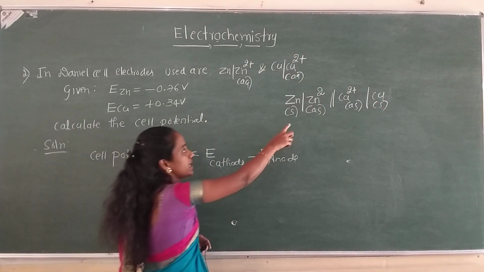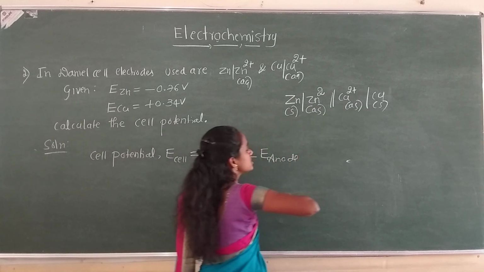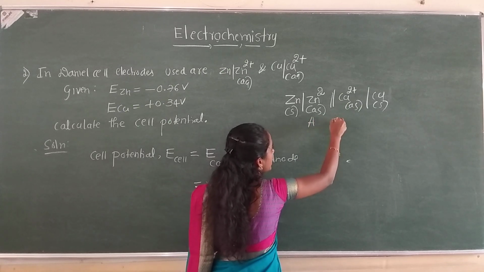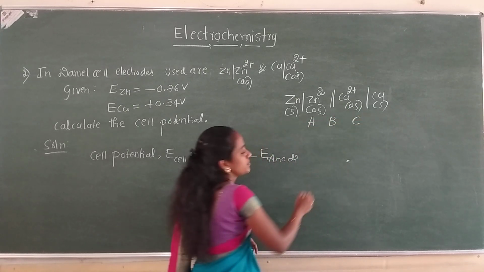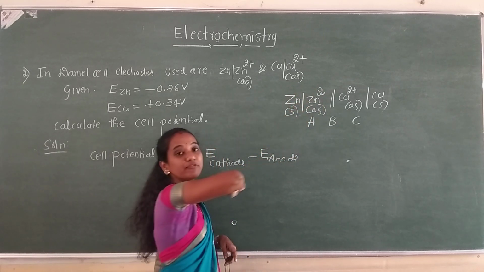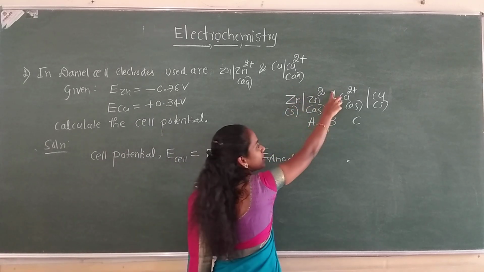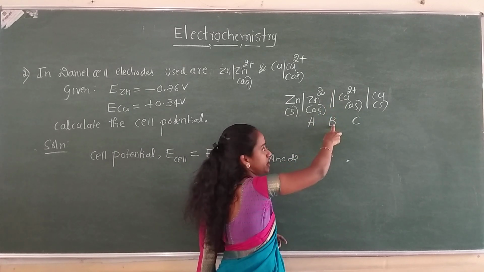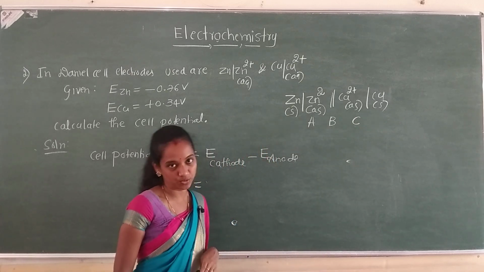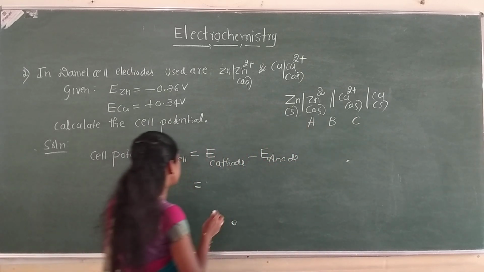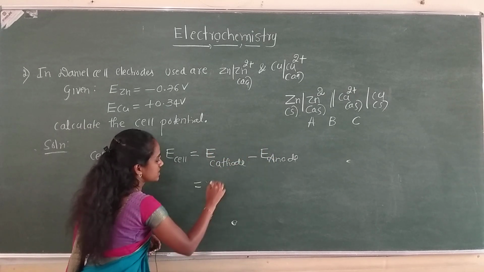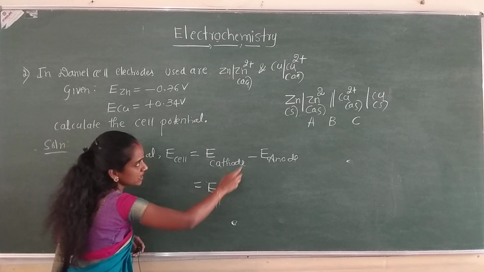Now here you should identify which is the cathode and which is the anode. One small trick: let it be A, B, C. A stands for anode, always written on the left hand side. Next the double vertical line is the salt bridge, and on the right hand side we have the cathode, the positive electrode. So A, B, C. Let us write here, E cell is equal to the cathode. Which is the cathode? In a Daniell cell it is copper.